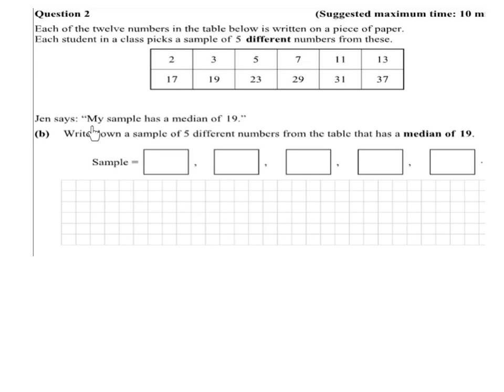Jen says, "My sample has a median of 19." Part B, write down a sample of 5 different numbers from the table that has a median of 19. So we need to put 5 different numbers into this box here. 5 different numbers from this list that has a median of 19.